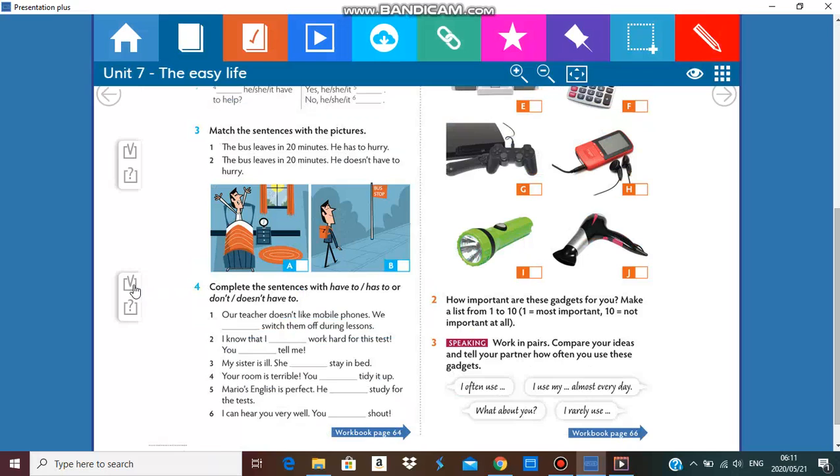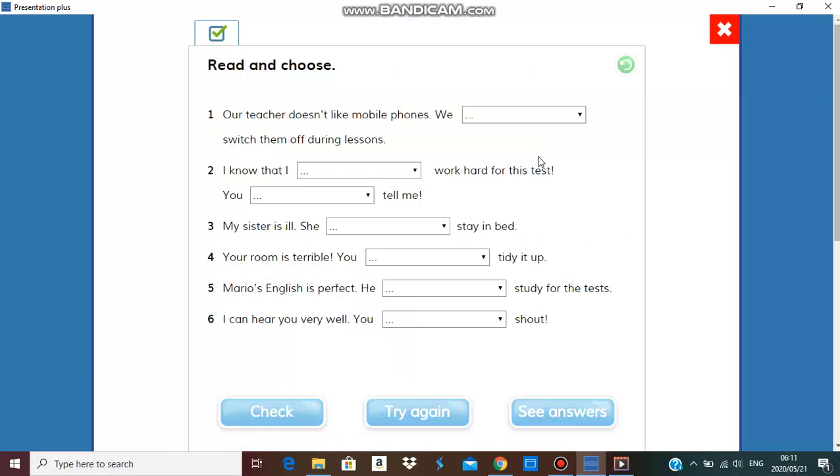Okay, and the last one for this exercise is our teacher doesn't like mobile phones. We something switch them off. We have to, we has to, we doesn't have to, or we don't have to. We have to. I know that I something work hard for this test. I know that I have to, has to, doesn't have to, or don't have to. I know that I have to. You don't have to tell me.